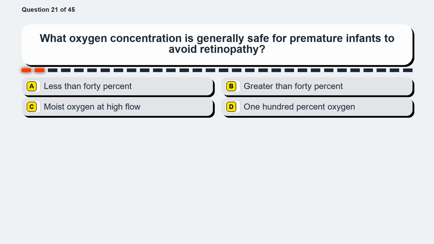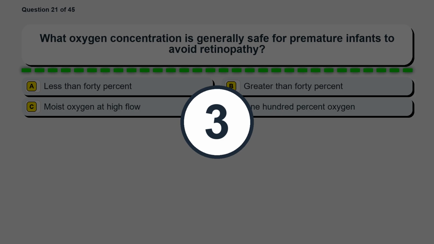Question 21. What oxygen concentration is generally safe for premature infants to avoid retinopathy? Option A, less than 40%. Option B, greater than 40%. Option C, moist oxygen at high flow. Option D, 100% oxygen.